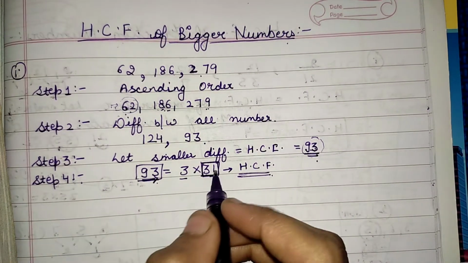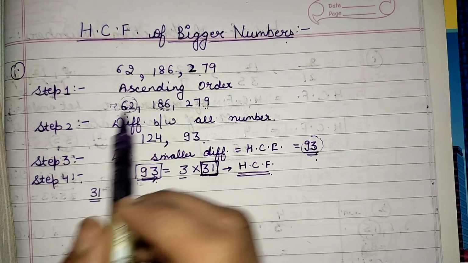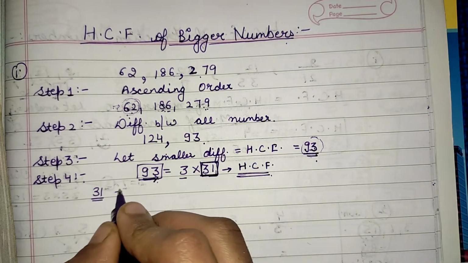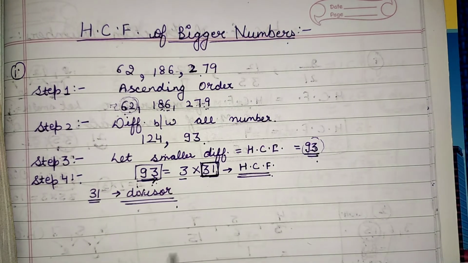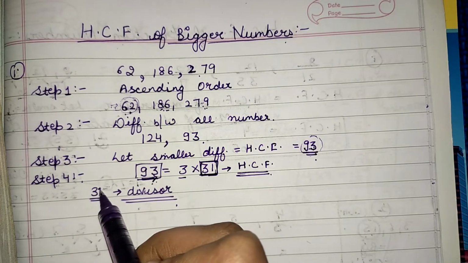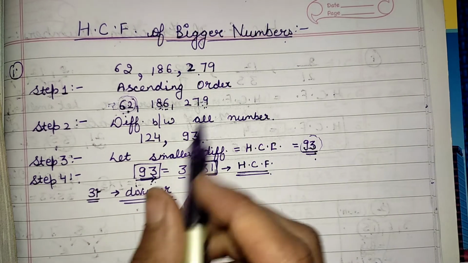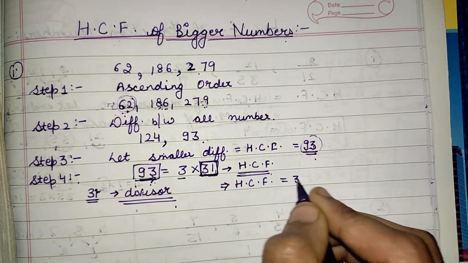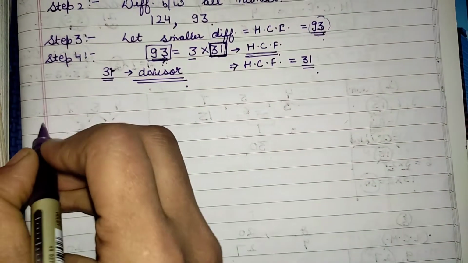Now check whether 31 is dividing all of these numbers or not, meaning 31 is acting as a divisor for all the numbers or not. 62 is divisible by 31, 186 is divisible by 31, and 279 is also divisible by 31. So that means my HCF is going to be 31.